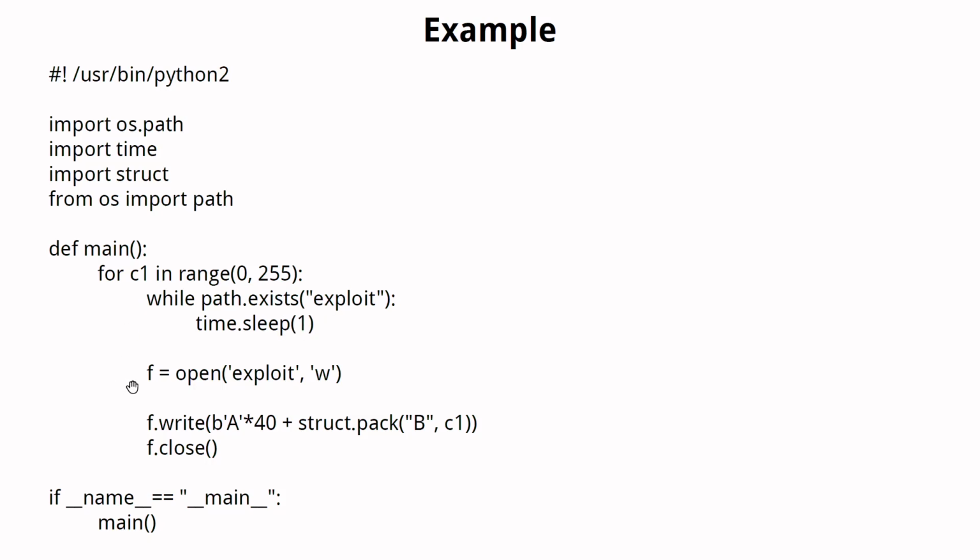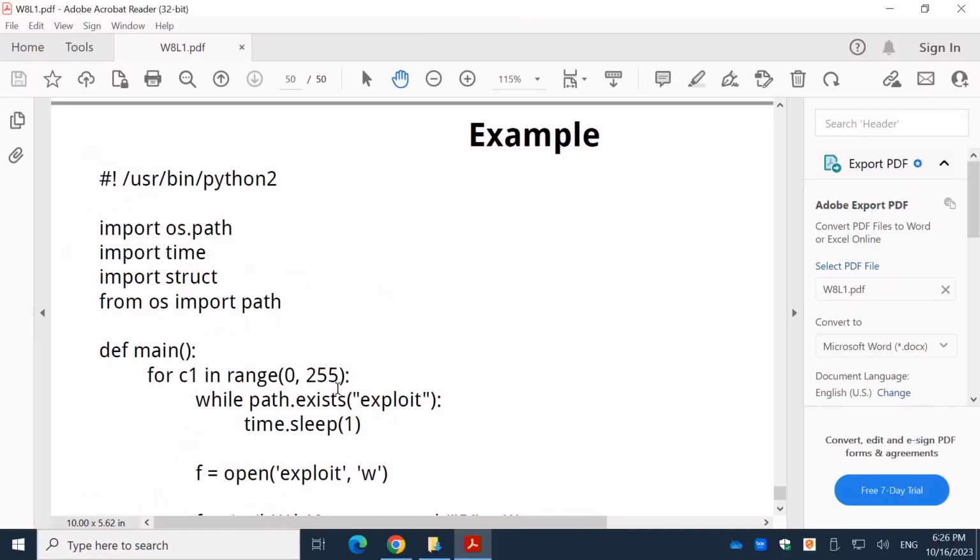Otherwise, we create a new file called exploit, and we are trying to write our exploit here. And our exploit, like I explained, is 40 bytes of garbage, right? Then there should be another 1 byte of 00. Then we use this for loop to guess this query value. So let's do this on our server.